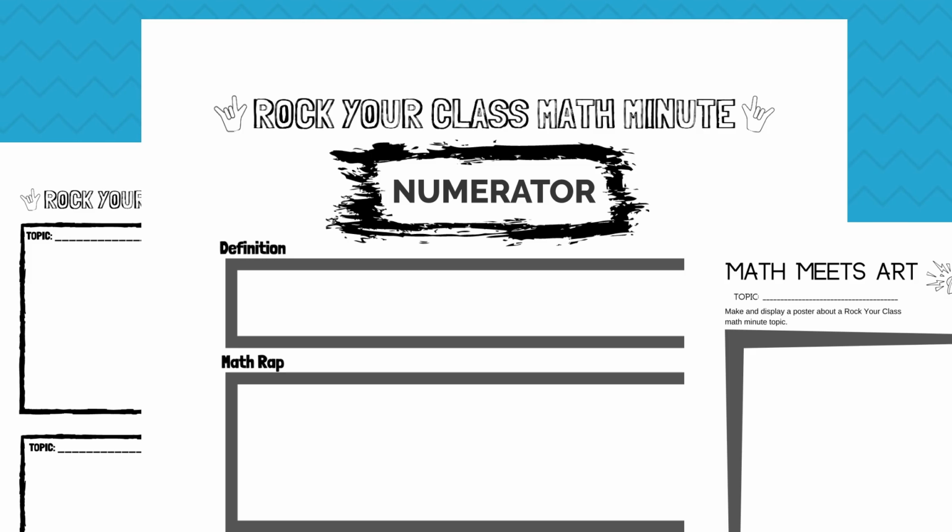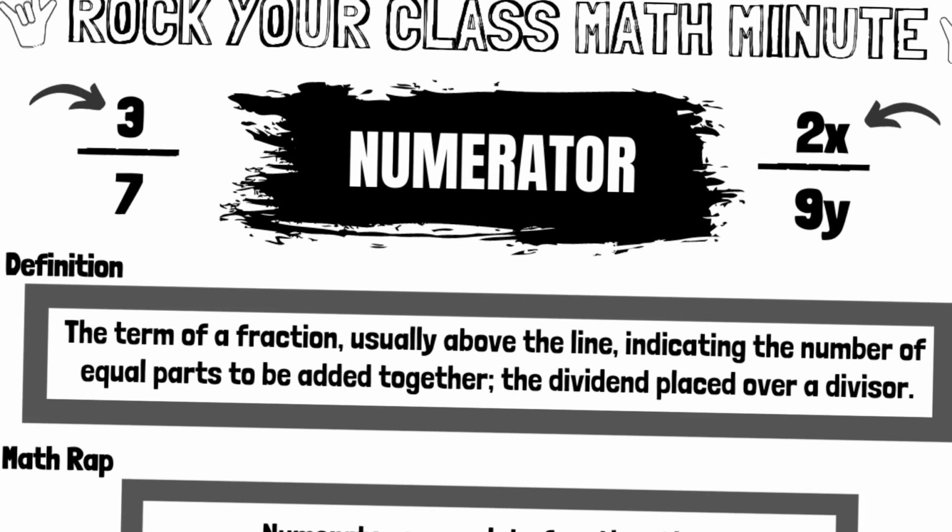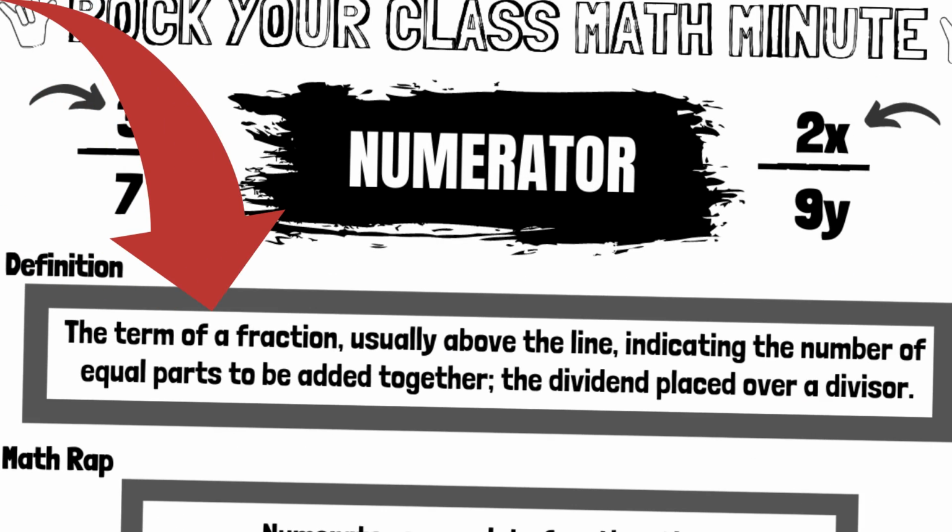Numerator. What does the dictionary say? The term of a fraction, usually above the line, indicating the number of equal parts to be added together. The dividend placed over a divisor.